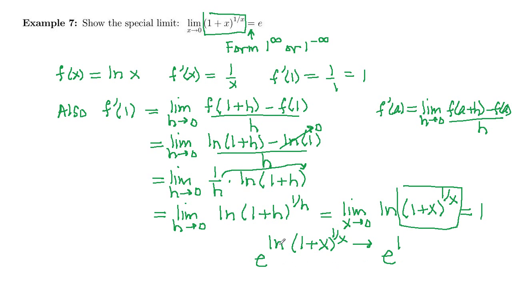Well, e to the ln, they cancel out. So this is just (1 plus x) to the 1 over x power. And it is approaching e to the 1, which is e. So that's what we wanted to show. (1 plus x) to the 1 over x is approaching e. The limit of (1 plus x) to the 1 over x is e. So that actually shows that that's true.